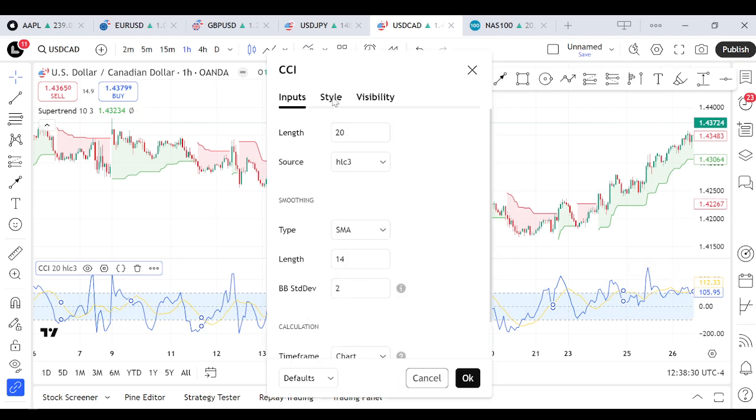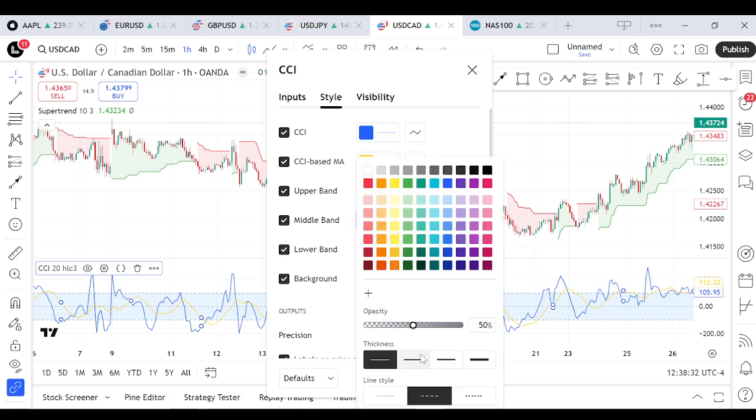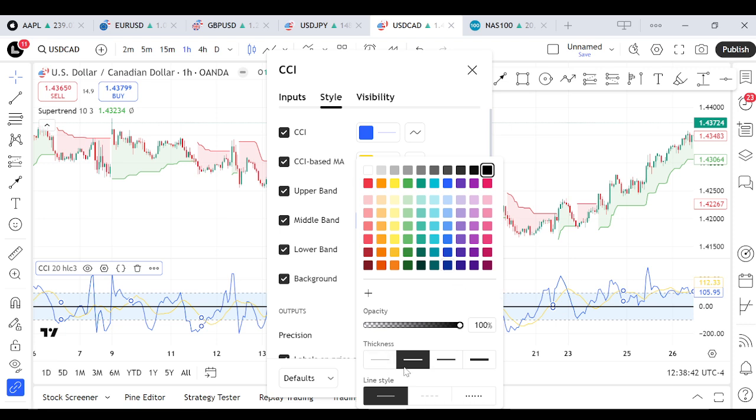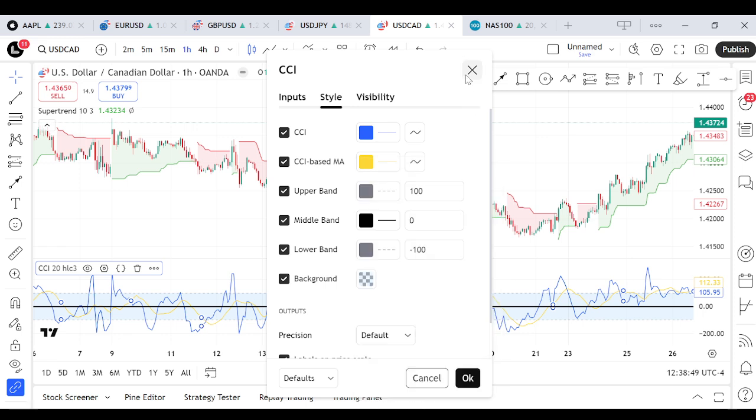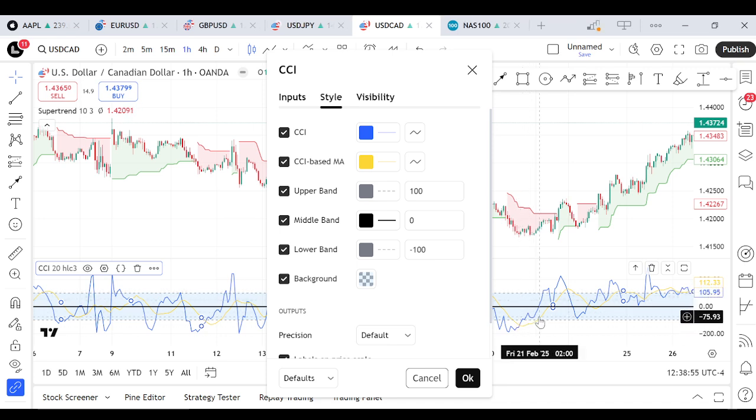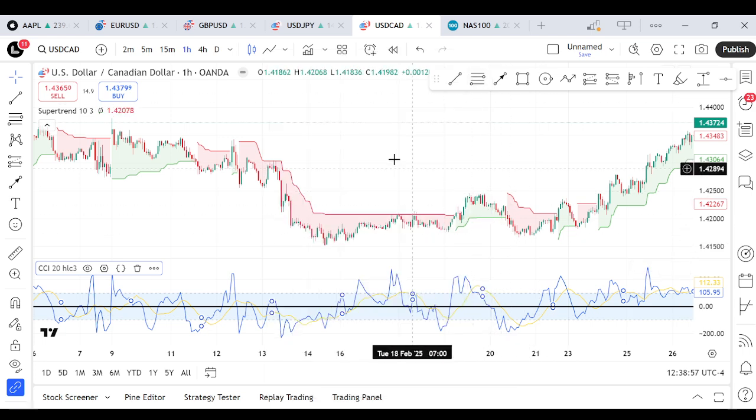Let me quickly edit this. This is the zero line. I'm going to make it thicker so that we can see it, and I'll make it black in color, and that is the zero line. As you can see, I've made it thicker. Now we can see clearly that is our zero line, and the line above is the 100 line, and the line below is the negative 100. So that is the CCI.